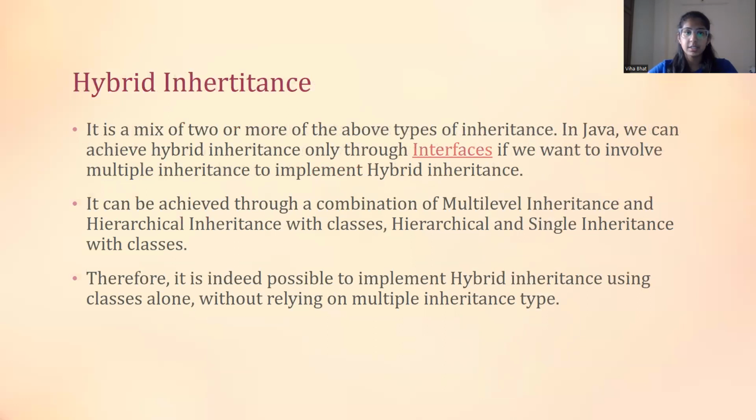Then hybrid inheritance, it is a mixture of two or more of the above types of inheritance. So we can achieve hybrid inheritance in Java only through interfaces, if we want to involve multiple inheritance to implement hybrid inheritance. So this can also be achieved through multi-level inheritance and hierarchical inheritance with classes, hierarchical and single inheritance with classes. Therefore, it is indeed possible to implement hybrid inheritance using classes alone without interfaces.